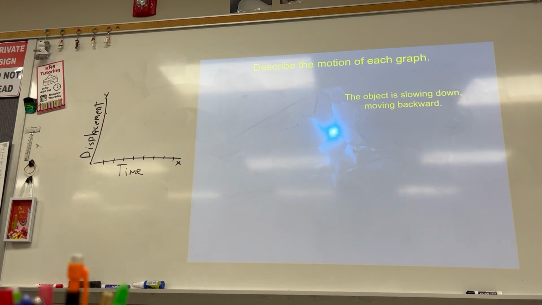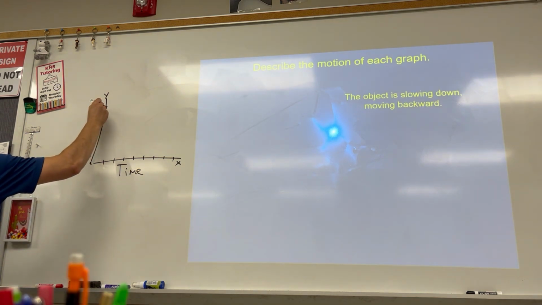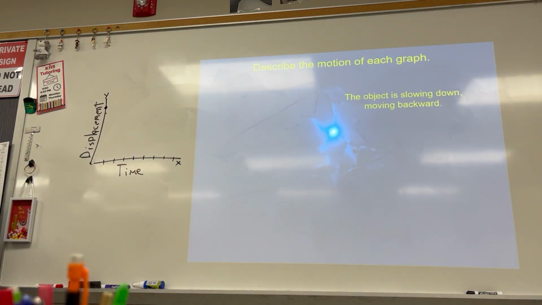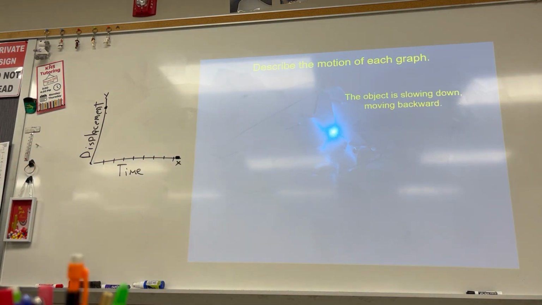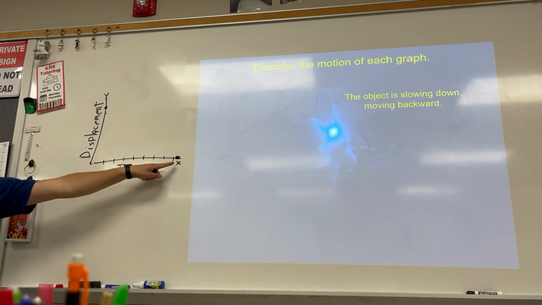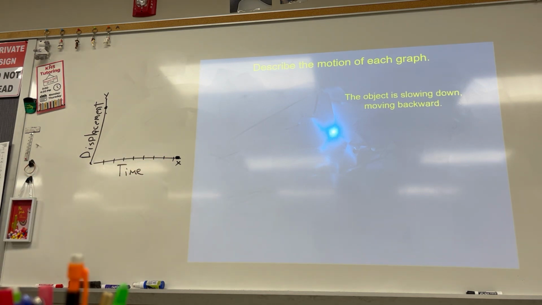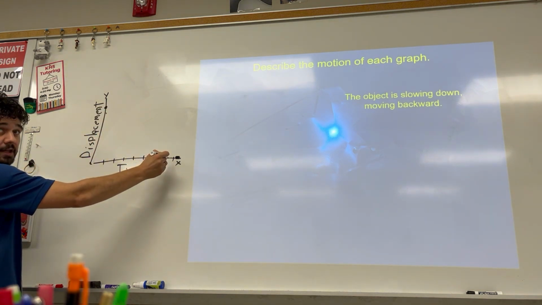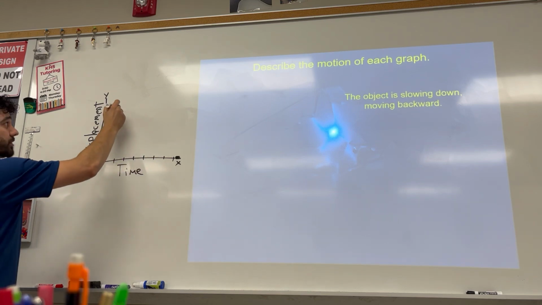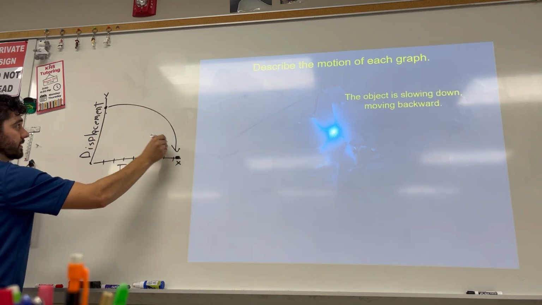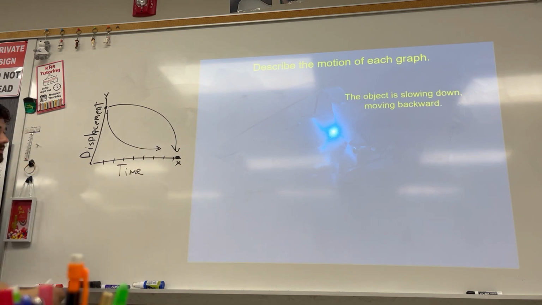So let's say I start far away and I'm going to end up back at my starting point, right? I started far away and I'm going to back up to the starting point. Here's the question though. So a straight line was constant speed. Slowing down is going to be curved. But here's the question. Is it this or is it this?